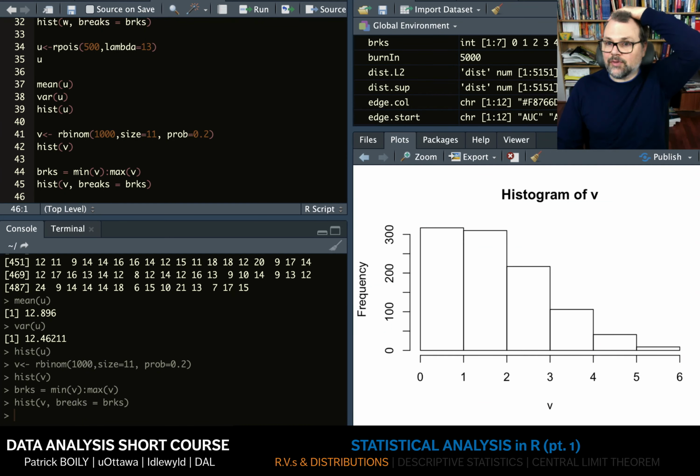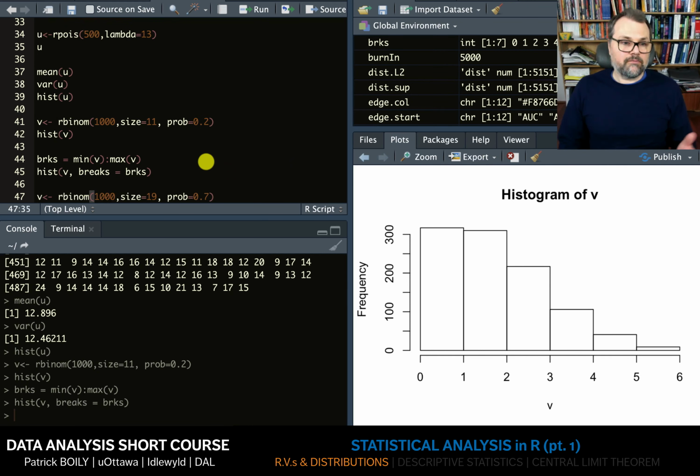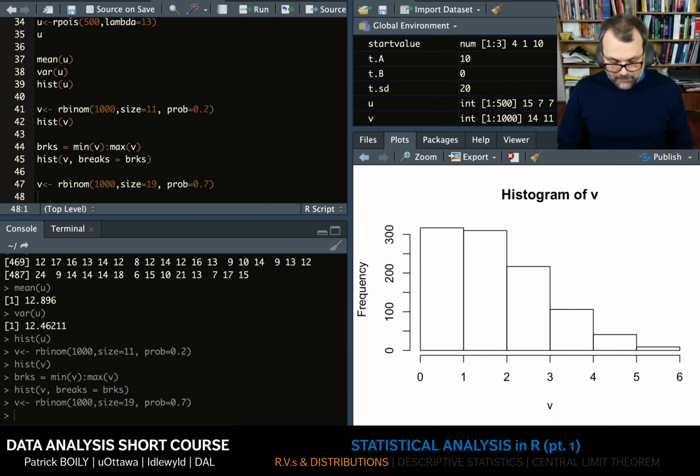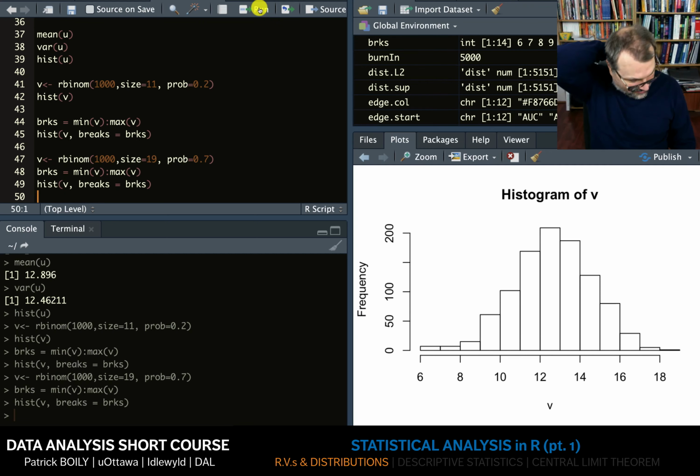I could try a different binomial distribution with different parameters. Here we'll use an n of 19 and a p of 0.7. We just rerun our little bit of code for the breaks, and we get a different shape. Again, when n increases, the binomial distribution ends up being close to a Poisson distribution, which ends up being close to a normal distribution with various parameters.